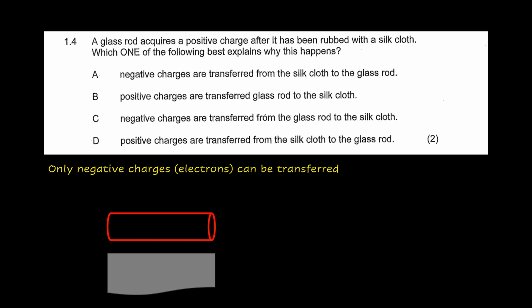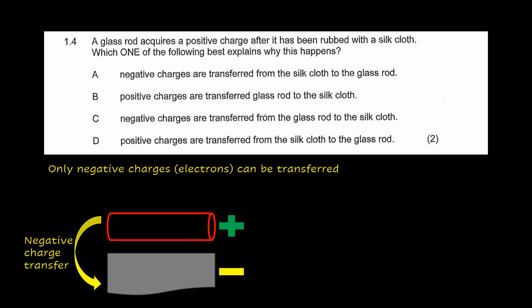If negative charges or electrons are transferred from the glass rod to the silk cloth, the glass will have a shortage, a deficiency of electrons, meaning it will become positively charged. And the silk cloth will now have an extra or an excess of electrons, meaning it will become negatively charged.